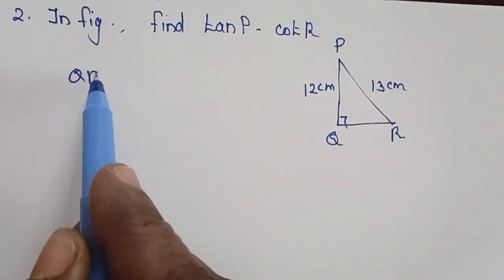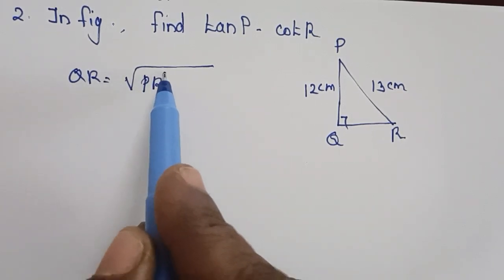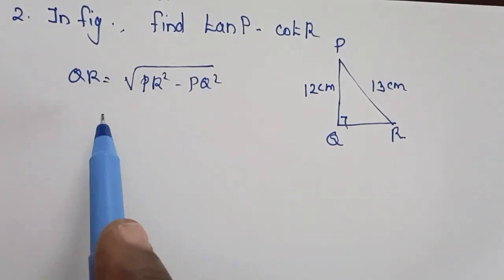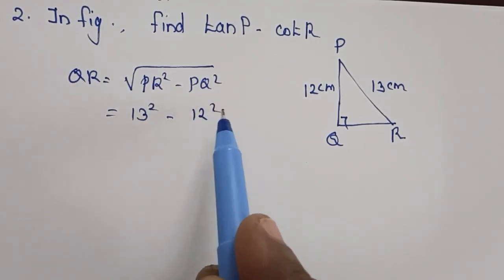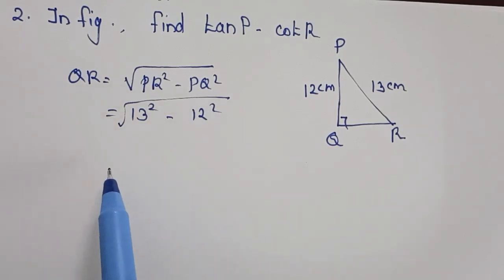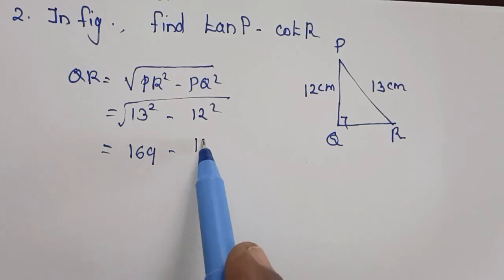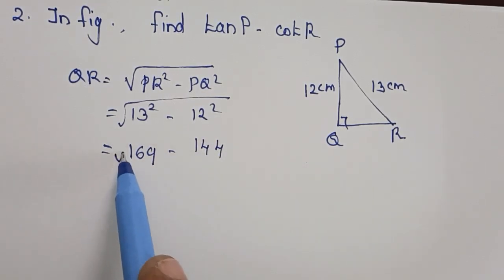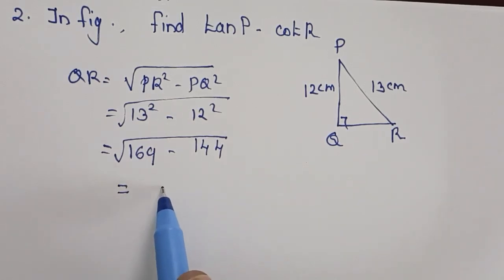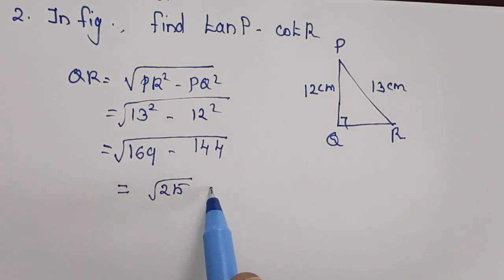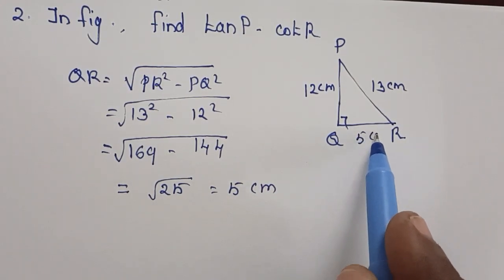Since the hypotenuse is given, QR equal to the square root of PR square minus PQ square. PR square is 13 square, minus PQ square, 12 square. Square root of 13 square minus 12 square. 13 square equal to 169, minus 12 square equal to 144. That is the root of 169 minus 144. When you subtract you get 25. Square root of 25 equal to 5. Therefore, QR equal to 5 centimeter.